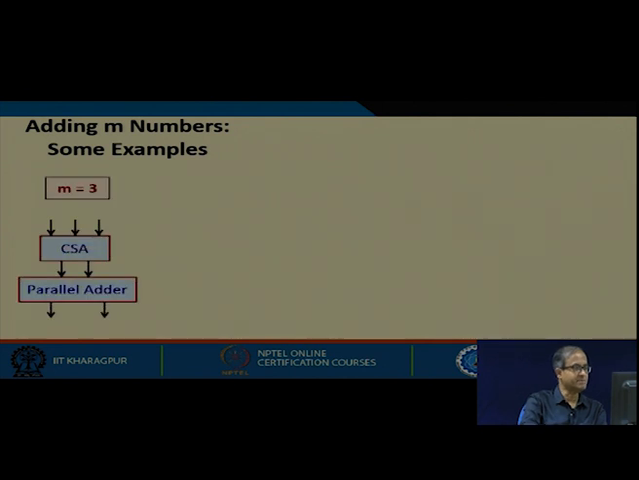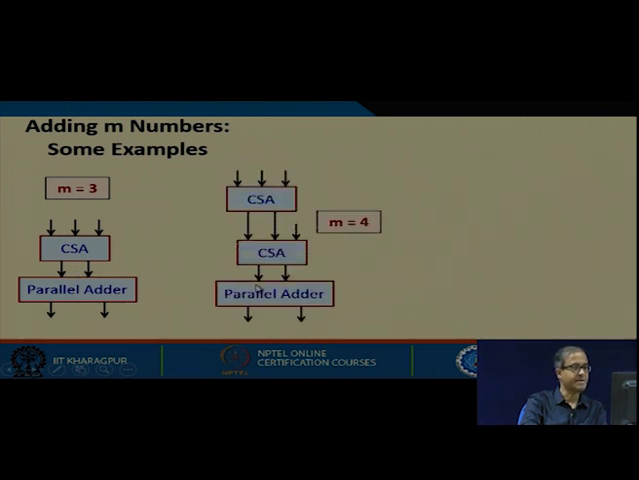So I am showing some examples here. For m equal to 3, you can use a single carry save adder to add the 3 numbers and generate the sum and carry. In the last stage you use a parallel adder to add them up to get the final sum. Let us say m equal to 4, 4 numbers you want to add. You use one carry save adder to add 3 numbers, generating sum and carry, and the 4th number is added with this sum and carry. Use a parallel adder to finally get the sum.